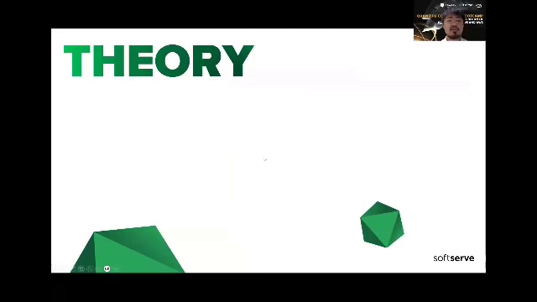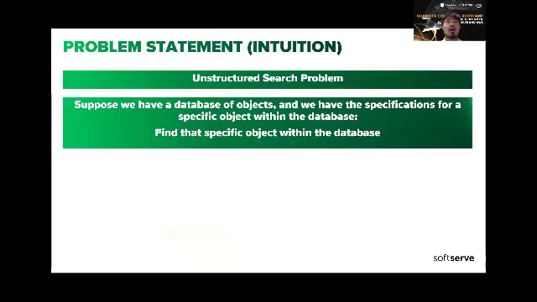Okay. So first, the theory behind Grover's algorithm. I'm going to start with the intuition of Grover's search, because I want to start motivating it first in layman's terms before jumping into the dirty mathematical details.